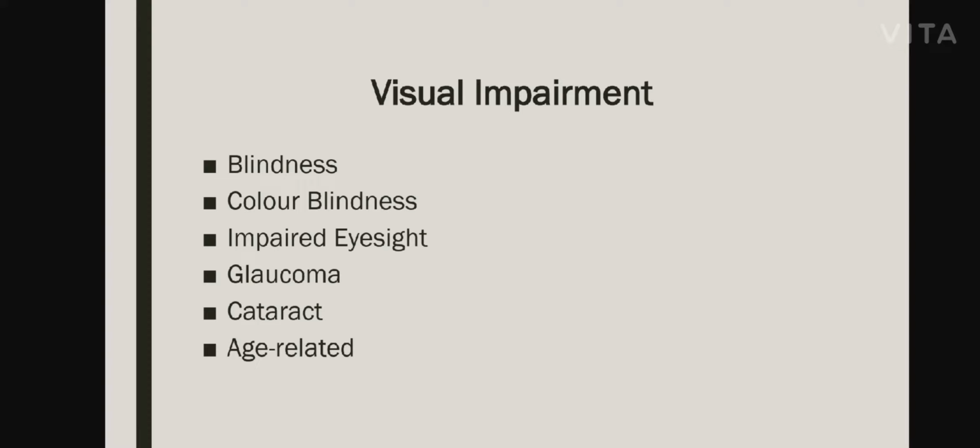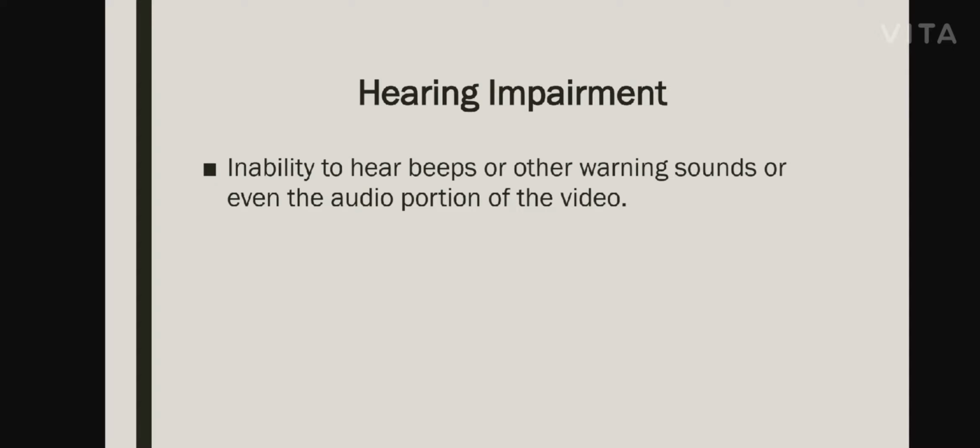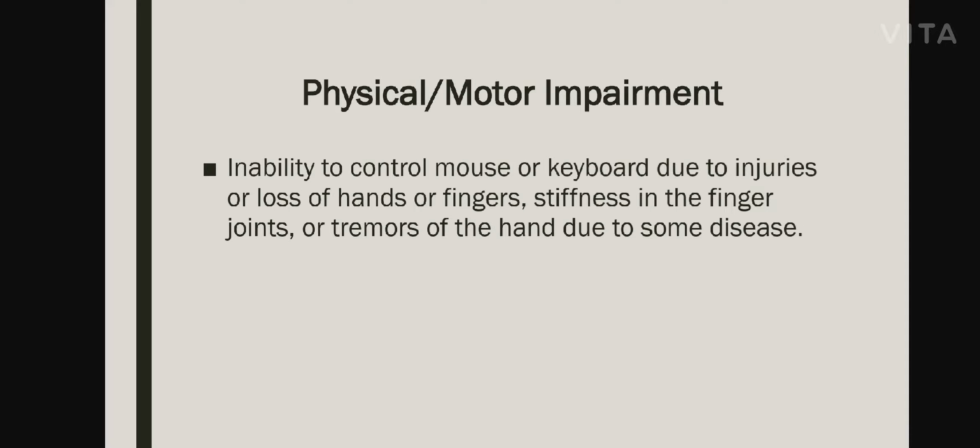Some of the common impairments that affect computer users are: visual impairment, the inability to see and read due to blindness, color blindness, impaired eyesight, glaucoma, cataract, or other age-related diseases of the eye; hearing impairment, the inability to hear beeps or other warning sounds, or even the audio portion of a video; physical or motor impairment, the inability to control the mouse or keyboard due to injuries or loss of hands or fingers; and learning disabilities, the inability to read and comprehend, or difficulty in learning and understanding.